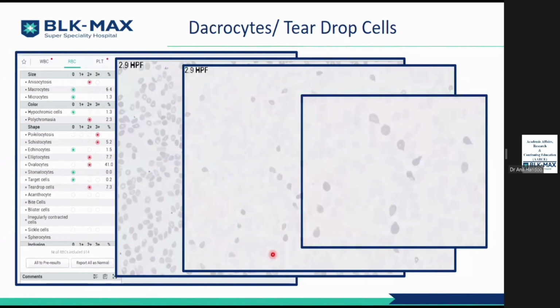Another case wherein we had presence of the teardrop cells, and if you see in this particular case, we have so many teardrop cells in the background, and all of them have been very distinctly highlighted. This was a case of Gaucher's disease, wherein there was a significant splenomegaly, and the peripheral blood film showed presence of numerous teardrop cells, which were very nicely and beautifully picked up by the digital morphology analyzer.